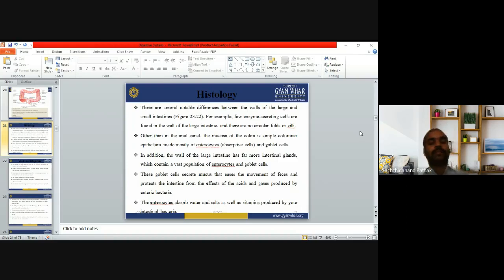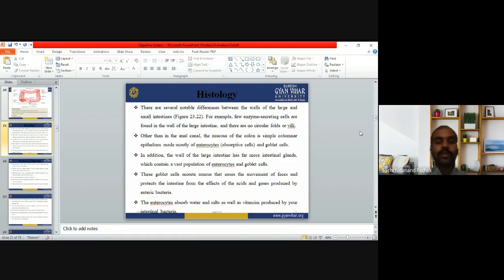Now understand, there are goblet cells present in the large intestine. These goblet cells will secrete the mucus. So mucus will lubricate all the passages of the intestines, so it will ease the movement of the feces. So the feces can easily move in the large intestine, and it also protects the intestinal wall, because there are bacteria that can cause infection and produce an acidic environment.